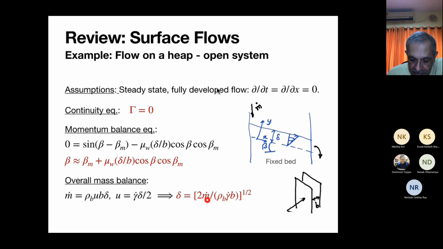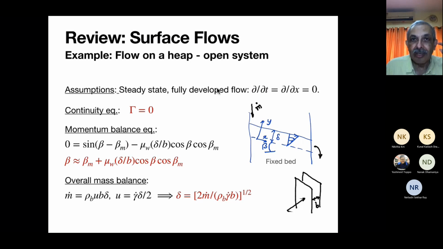And so what it says is that as mass flow rate increases, delta also increases. So what this equation tells us is that with increase in mass flow rate, you'll have a higher layer thickness, and as a result, the angle of the heap will also become higher and higher as you go on increasing the mass flow rate. However, if you have zero wall friction, then this term is zero, and then you will just get that the surface angle is just equal to the neutral angle, which is beta m.